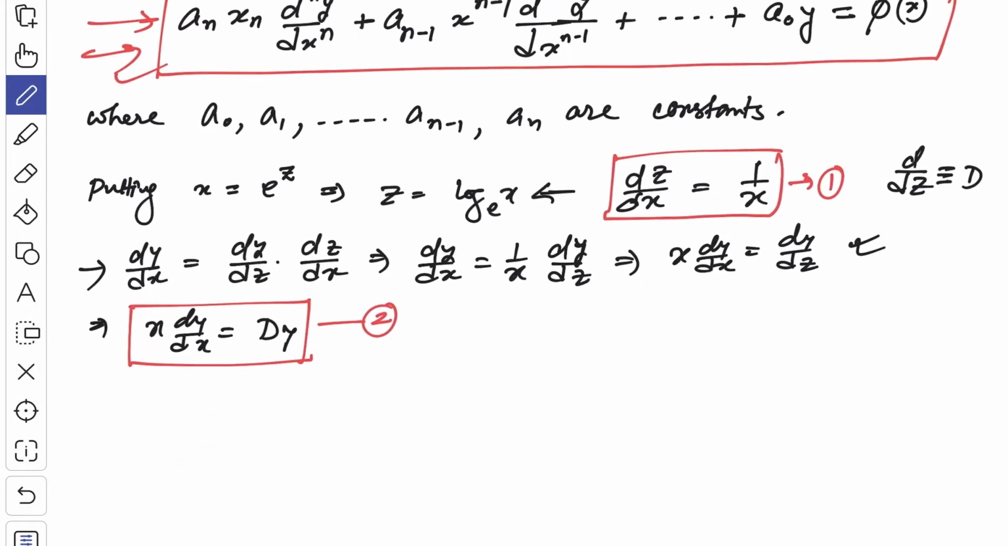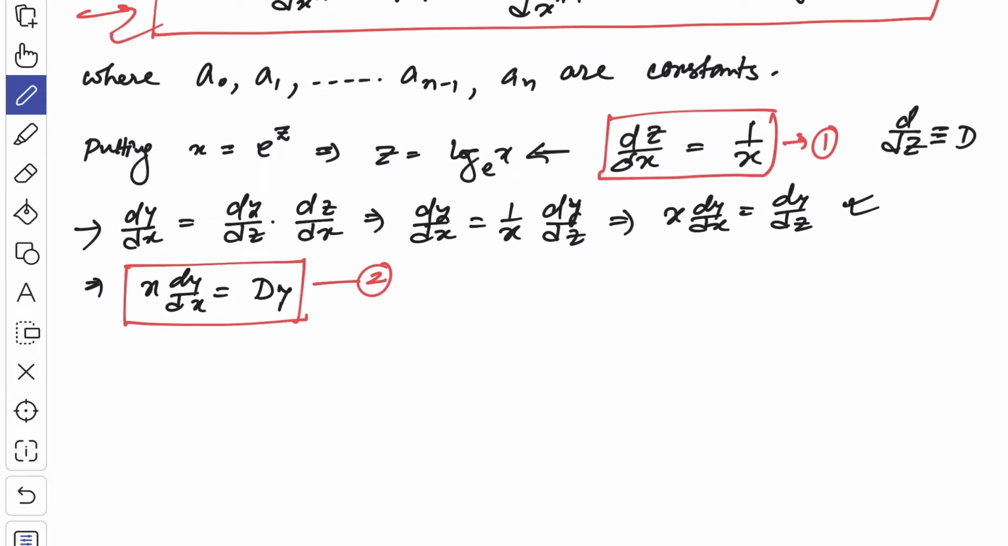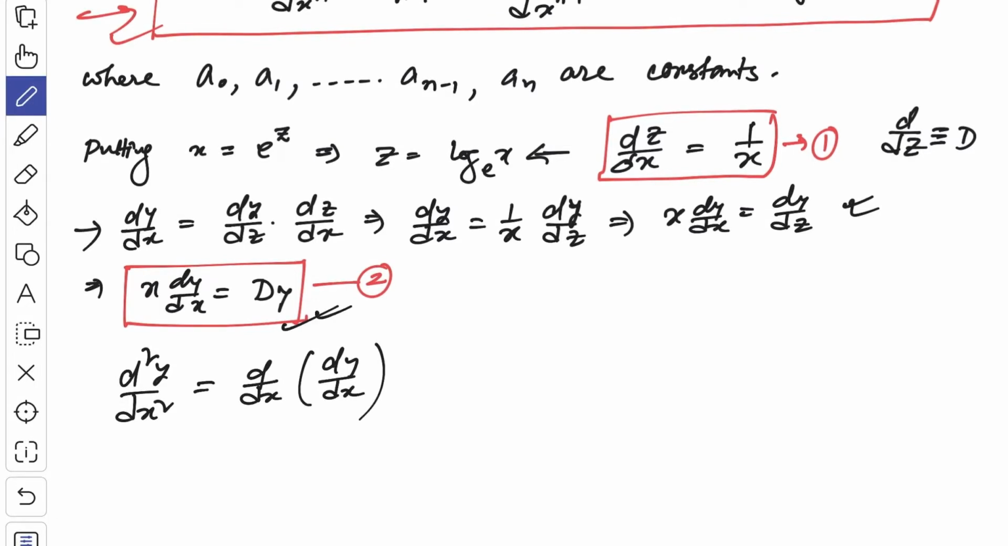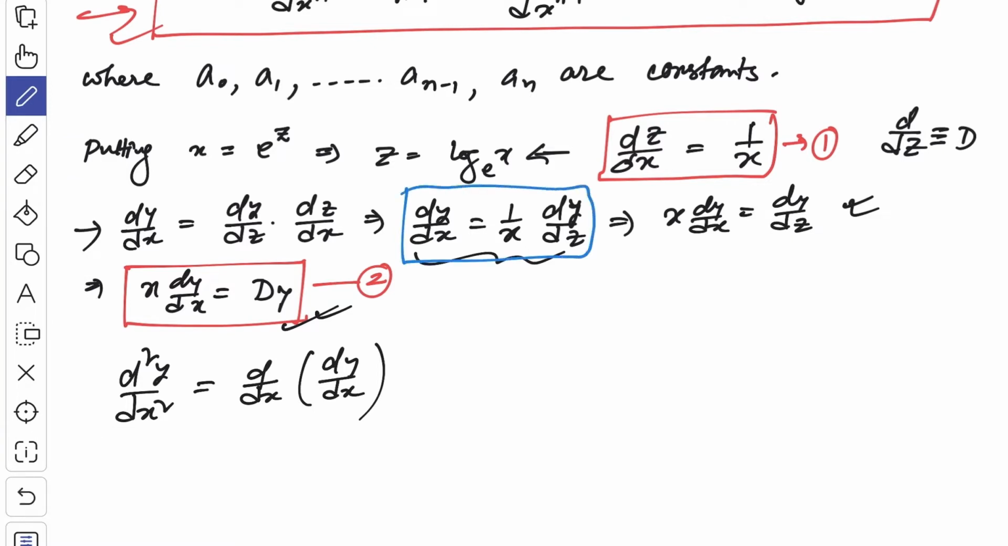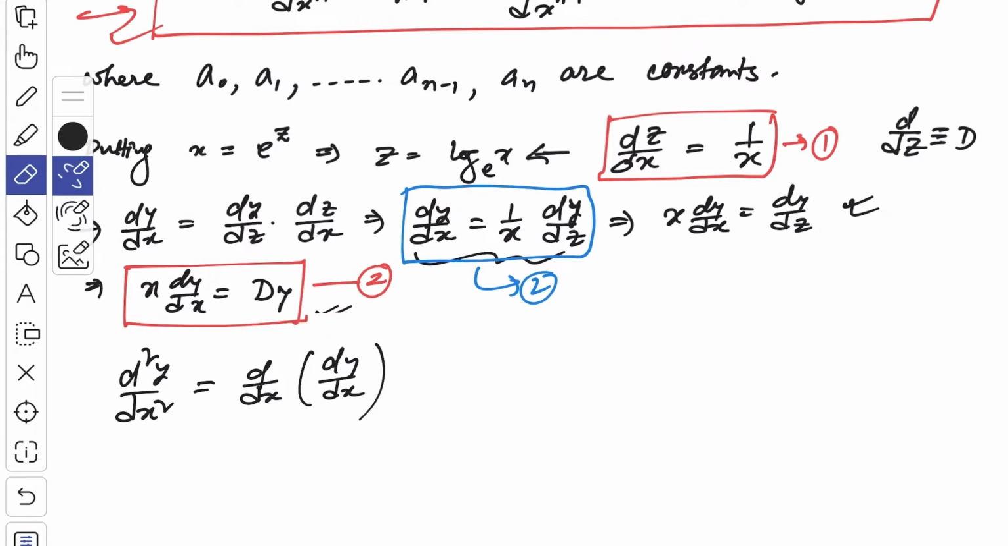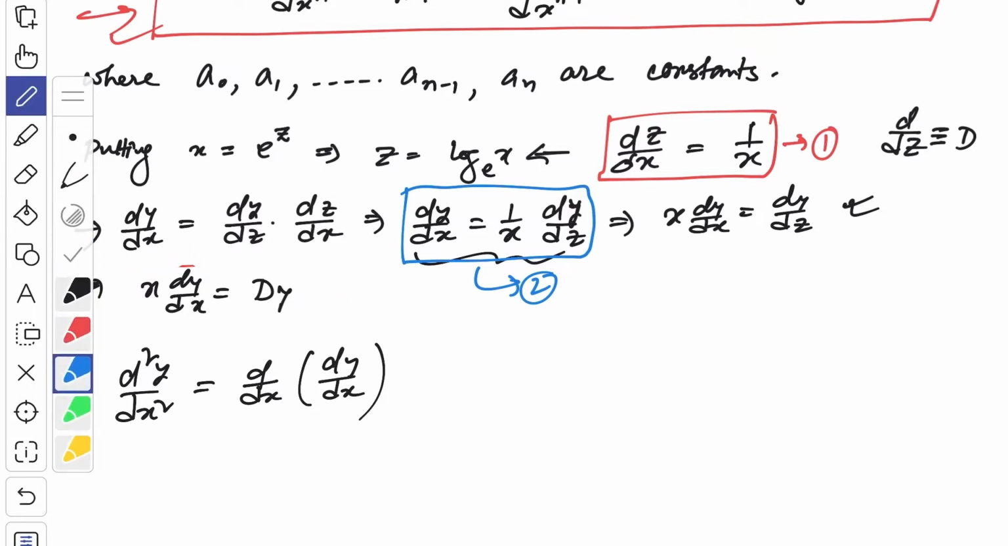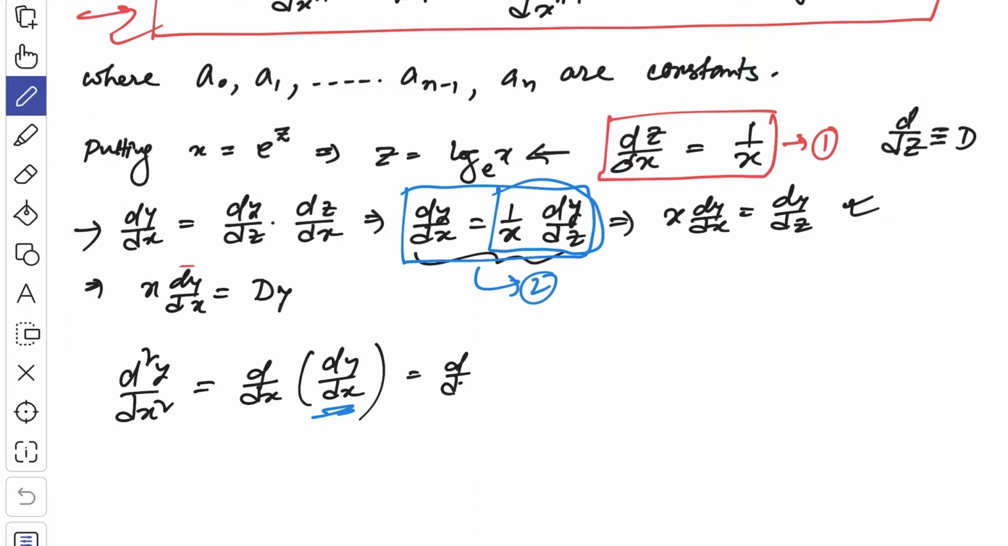Now let me scroll down the page. How do we reduce d2y by dx2? It can be written as d by dx of dy by dx. Instead of this, let us take this one as equation number 2. Let me clean this first. Now you can replace dy by dx by 1 by x dy by dz, so that's equal to d by dx of 1 by x dy by dz.